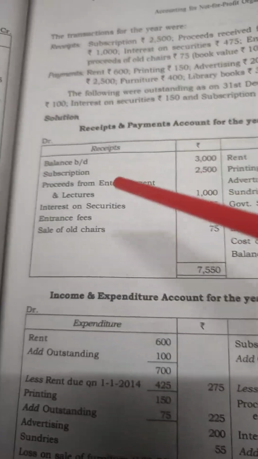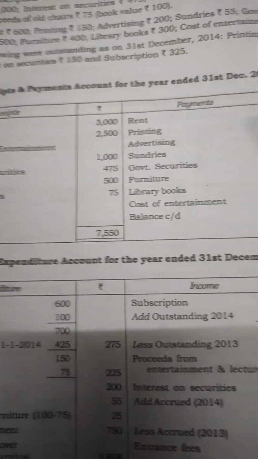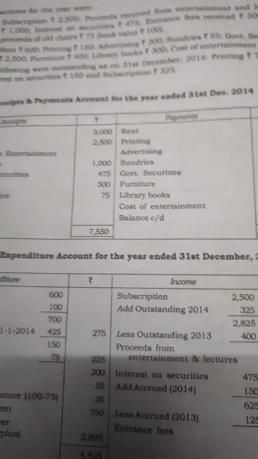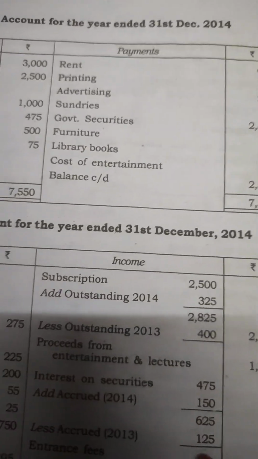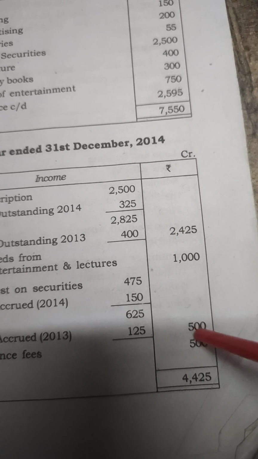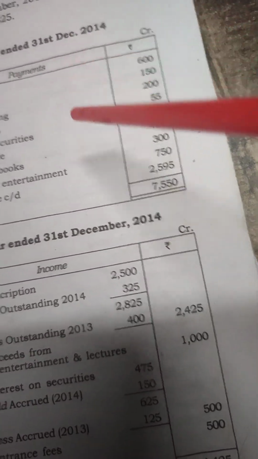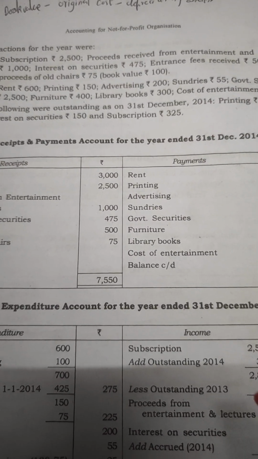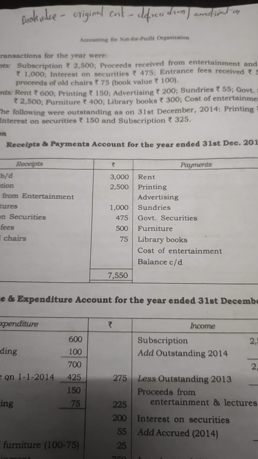Then the proceeds from the entertainment and lectures, interest on securities. Here also there is outstanding 150. This year's added, and the previous year's outstanding, that is 125, is reduced. The final amount 500. Then the other thing is entrance fees. Entrance fees, that is 500.